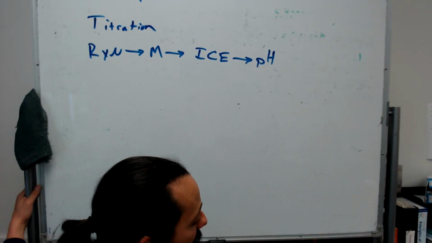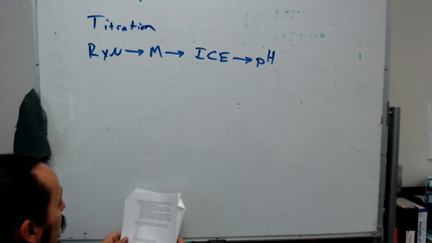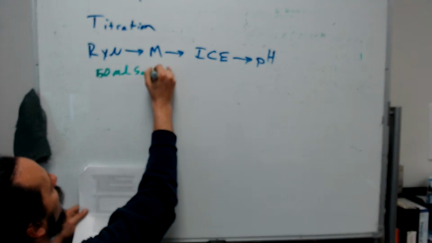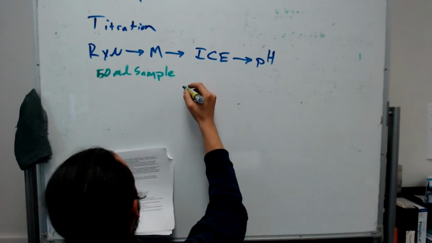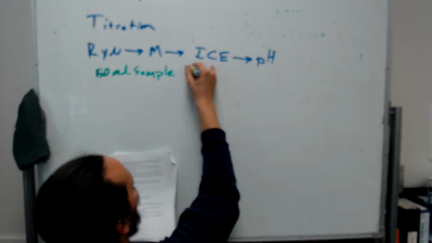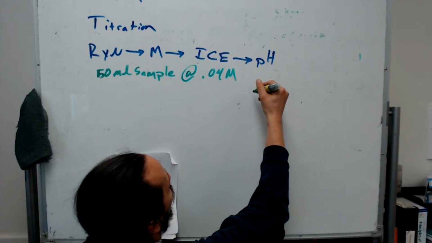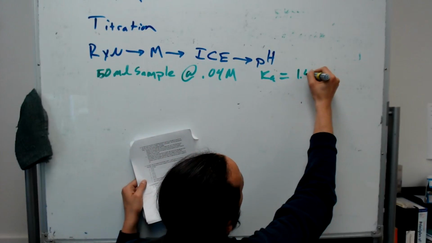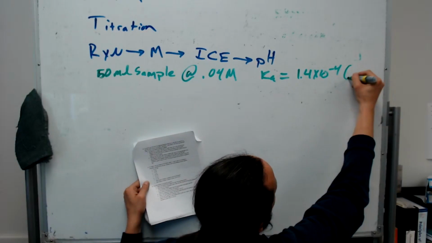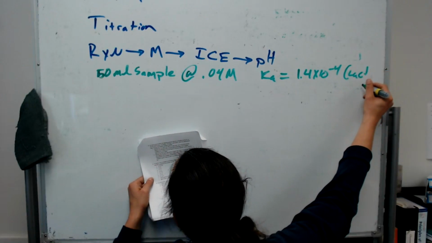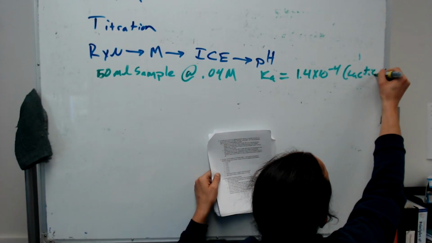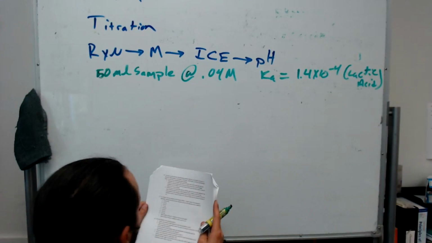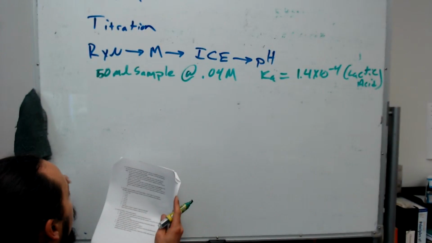So the titration we're doing here is: we've got a 50 milliliter sample at 0.04 molarity, with Ka equal to 1.4 times 10 to the minus 4. Turns out it's lactic acid. If you did want to do D, though, the pH is 4.031. Let's do D. We'll do D.